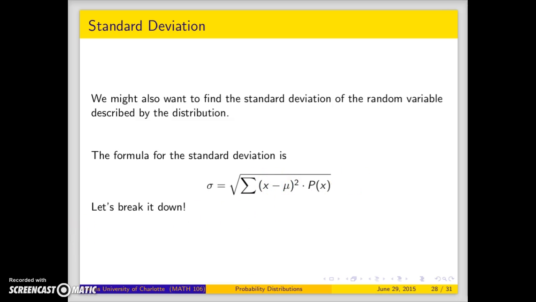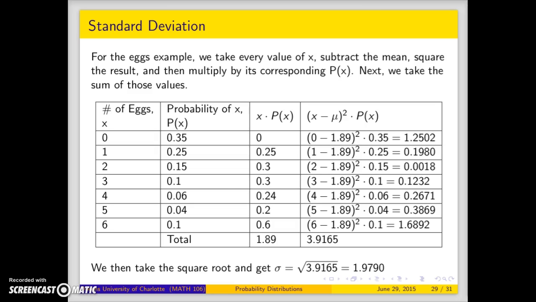Here, let's break it down and use the previous example again with the eggs. So I take the number of eggs and I subtract the population mean, which we found to be 1.89, and then I square this whole thing and multiply it by the probability. So I get 1.2502, and I do that for all of these. And then I sum this whole column up, and I get 3.9165. Then I take the square root of this, and that gives us our standard deviation.